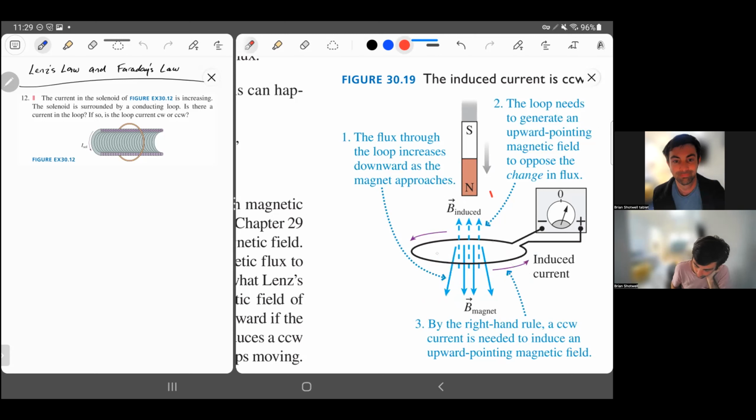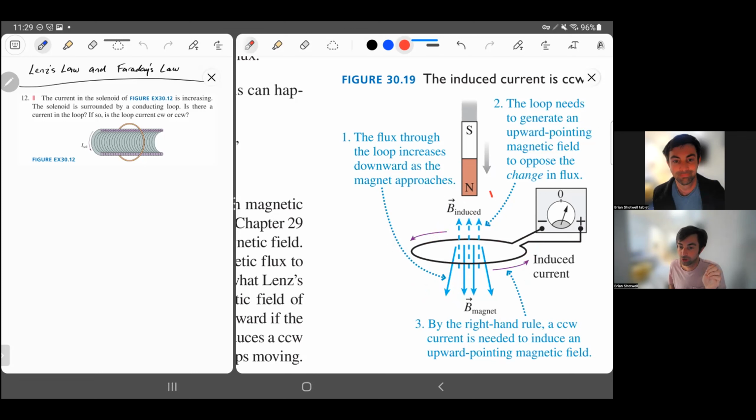How does the loop do this? Well, what direction does the current need to go in this loop in order to create an induced field that points upwards? It has to go this way around the loop. So notice the direction of the induced current here. Looking down from above for this picture, it looks like it's in the counterclockwise direction.